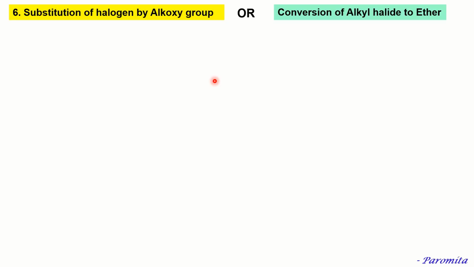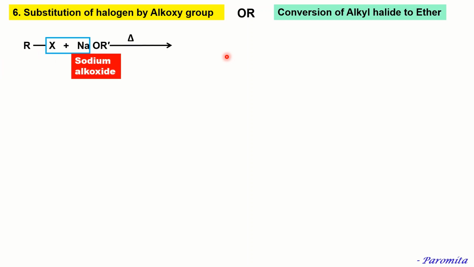Good morning, students. In our previous class, we started the nucleophilic substitution reactions of alkyl halides. We will continue with that nucleophilic substitution reaction. Now, our next substitution reaction is substitution of halogen by alkoxy group, or conversion of alkyl halide to ether.